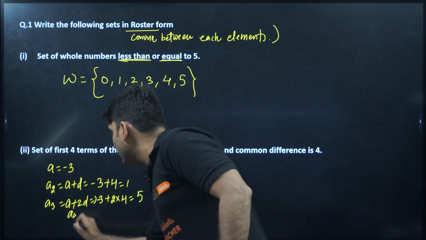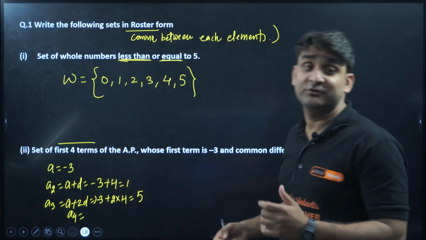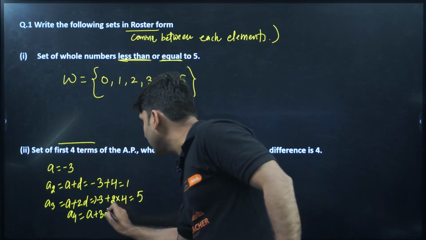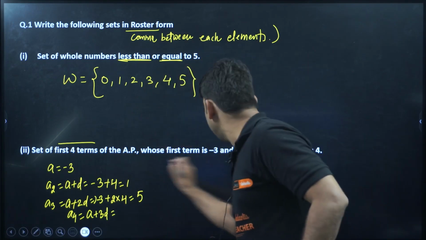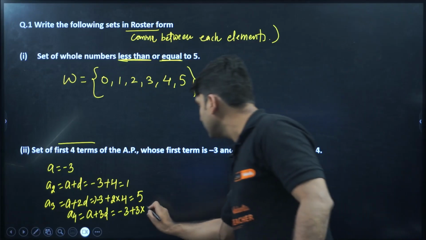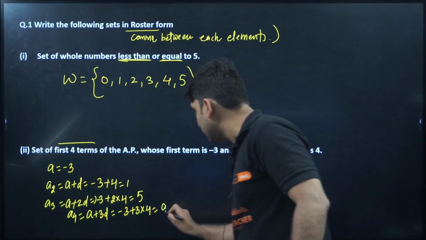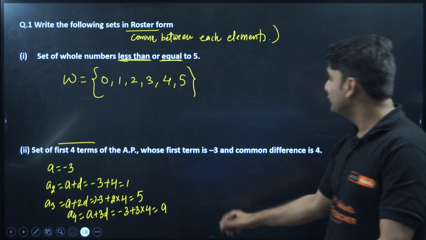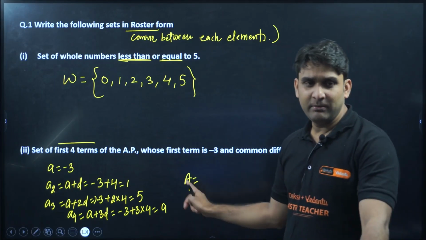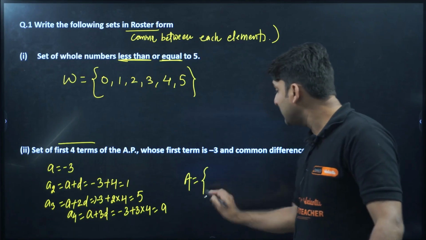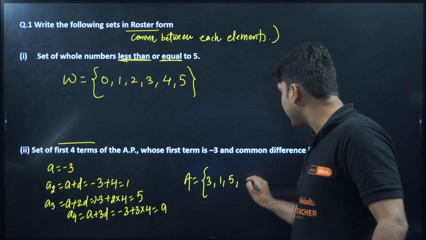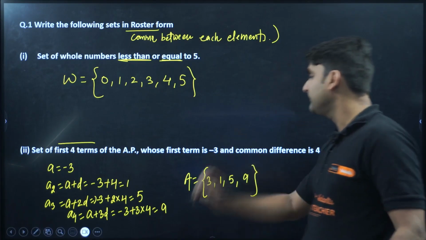Now A4, because the question is asking to write 4 terms. So we have to find out 4 terms. So fourth term formula will look like A plus 3D. A we have -3, D we have 4. So 4 3 are 12 minus 3, so 9 will come. So we have all 4 terms. So set will be, so for example, I am naming set as capital A. I have named this set as capital A. Again curly bracket, and set will be -3, 1, 5, 9. This will be the set.